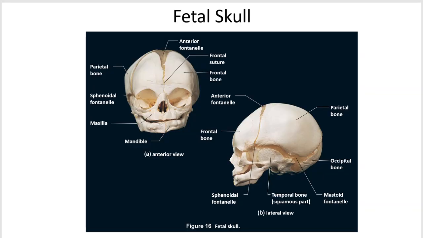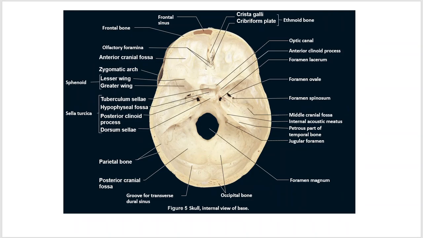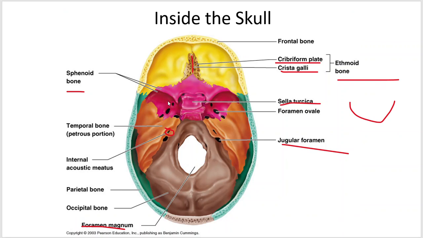So this pinkish thing is the sphenoid bone. This part right here is called the lesser wing of the sphenoid. Make sure it's on there. It sure is. This part here is called the greater wing of the sphenoid.